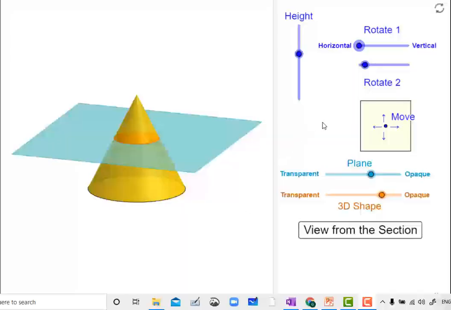Here I can see some interesting cross sections that I can find when I cut a cone by a plane. Now, if you slice a cone with a plane parallel to the base, like this blue one, the cross section is a circle. As you can see, this orange circle is similar to the circle of the base.